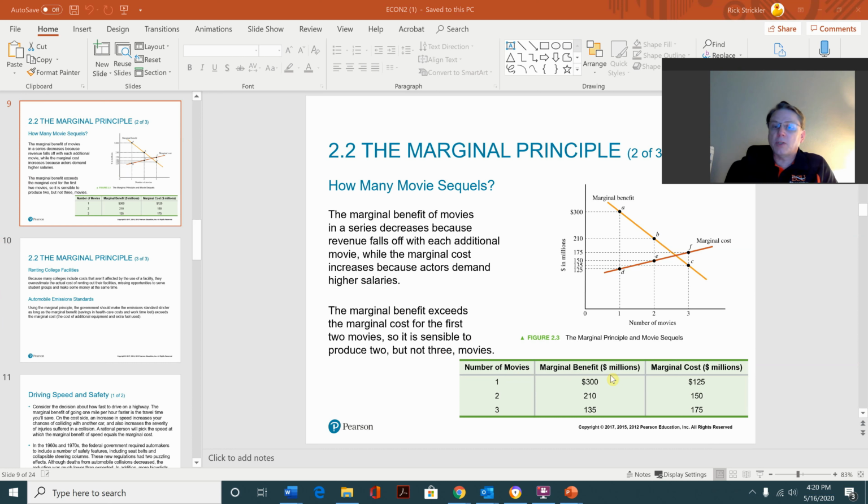Marginal benefit in millions: 300 million, 210 million, 135 million. Marginal cost: 125 million, 150 million, 175 million. So there's your marginal benefits and marginal costs. The marginal benefits decrease, and marginal costs increase, so that one goes up. This is in millions, and this is the number of movies: one, two, three. And so right there would be equilibrium, but you can't make 2.5 movies. So you have to determine whether you want to make 2 movies or 3 movies. With this being here, more than likely you would stop at 2.